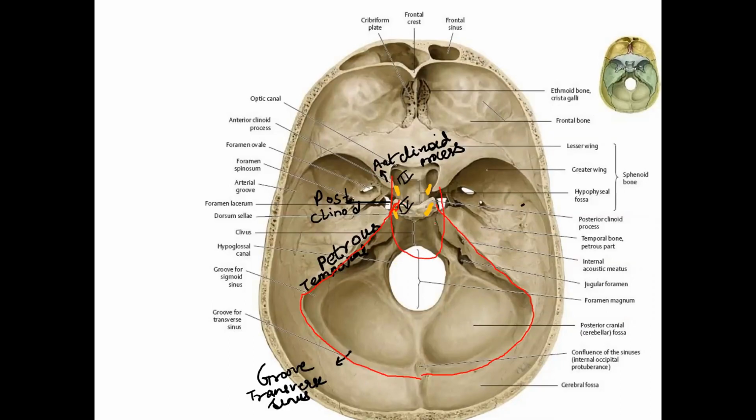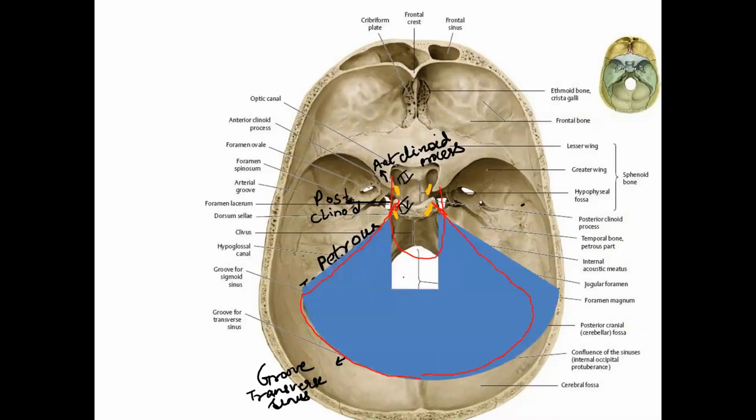Through this tentorial notch, the midbrain will pass, and we can also see that along the posterior clinoid process, both the free and the attached margin cross each other, and at this crossed margin, two important cranial nerves are present, the third, the oculomotor nerve, and the fourth, the trochlear nerve. So this is the attachment of the tentorium cerebelli, and this is the tent-shaped fold of the dura mater, and it will divide the cranial cavity into a supratentorial and an infratentorial compartment.